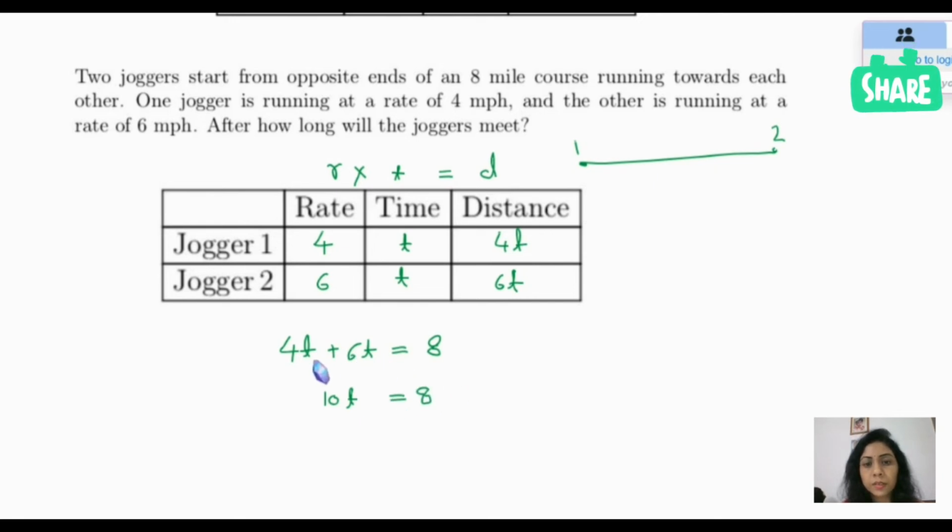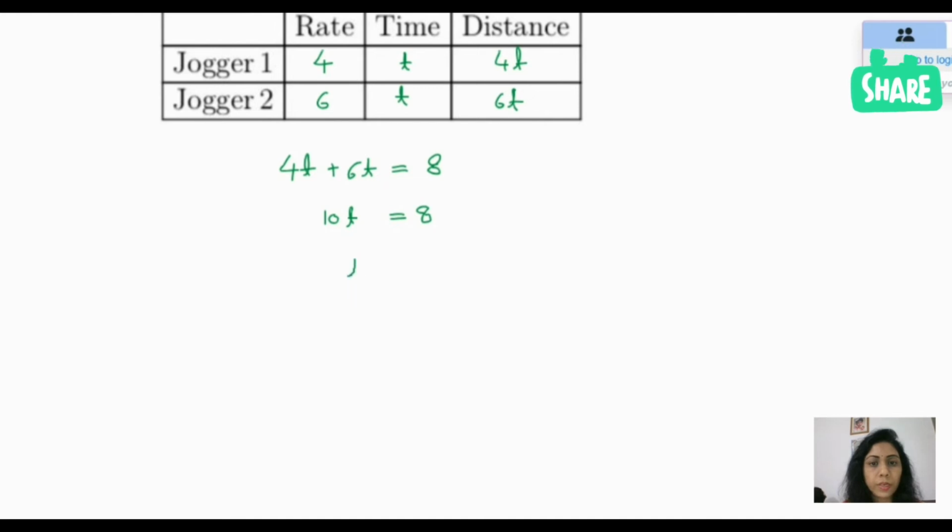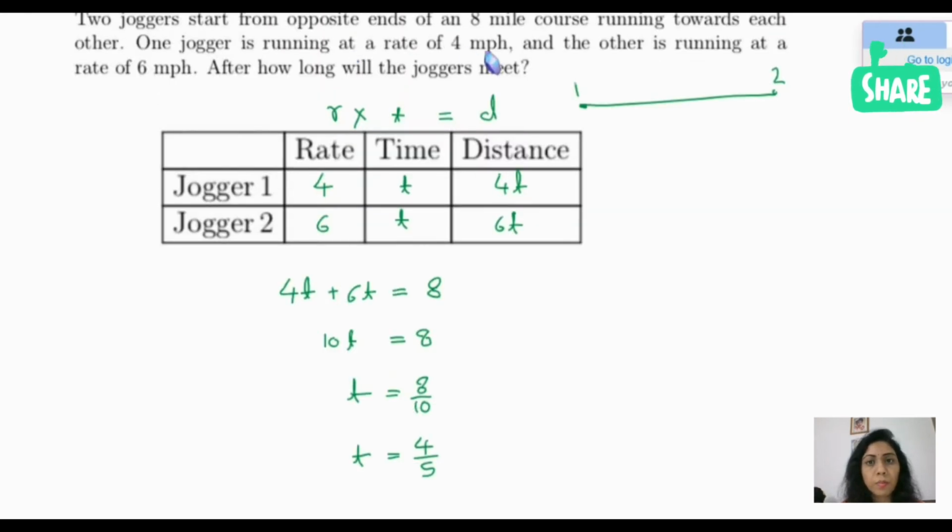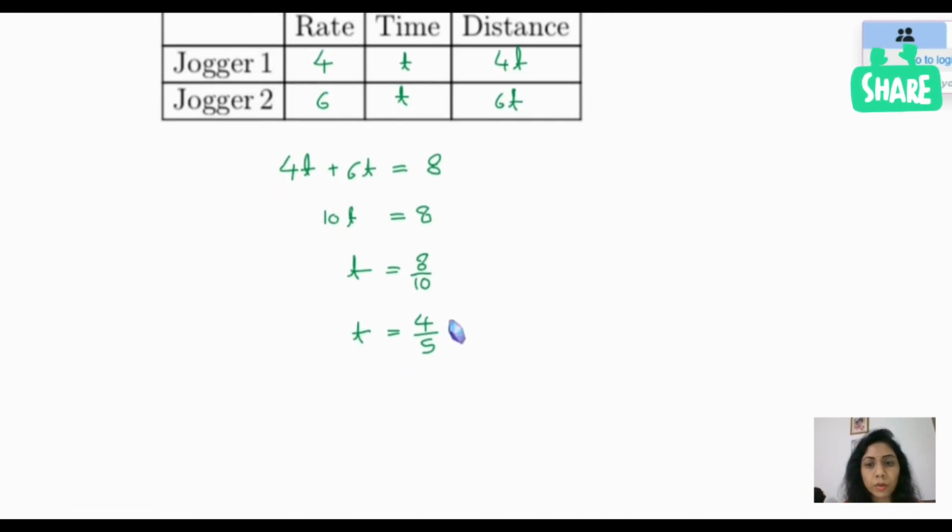Okay, we get this linear equation and we can solve it very easily, right? Now we can find out the t value. So t equals 8 upon 10 and we can simplify this. So 8 and 10 we can divide by 2. So this is 4 upon 5. This is in hours, okay, because this is miles per hour. So here we got 4 upon 5 hour.